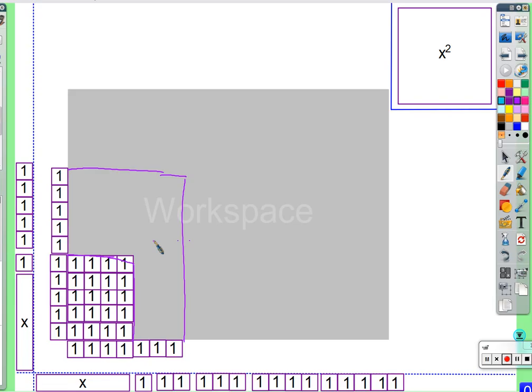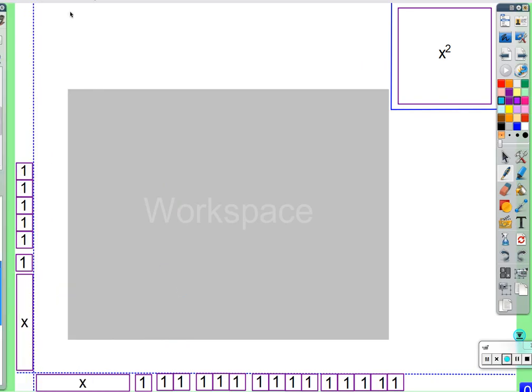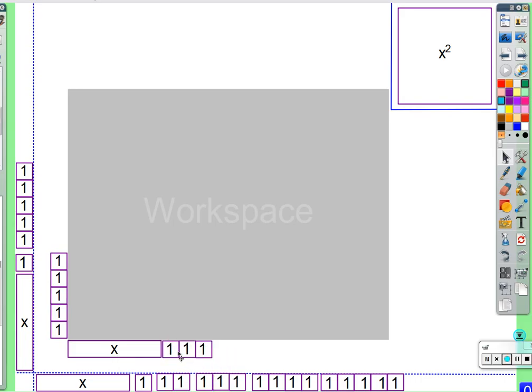So let's do the next level up from there. Refresh workspace. Now let's do that one. We had 5 times x plus 3, I think, on the other page. So let's do that. 5 times, okay, so this one side is 5, and this other side is going to be x plus 3. That's x and 3, x plus 3.